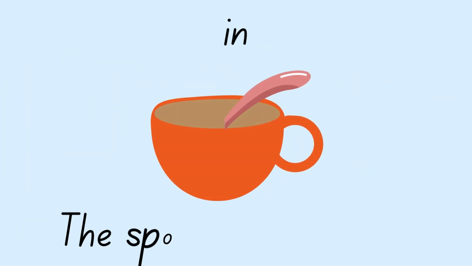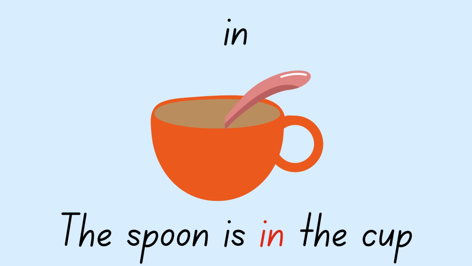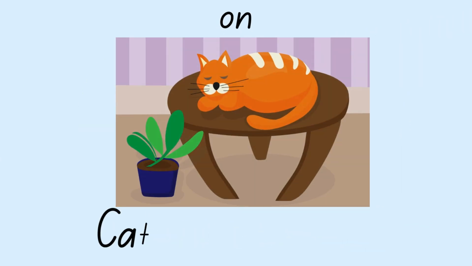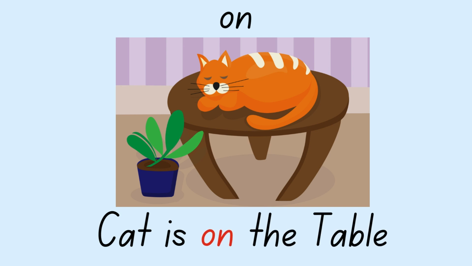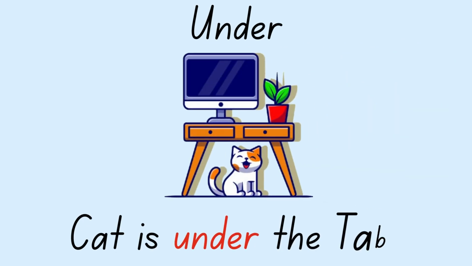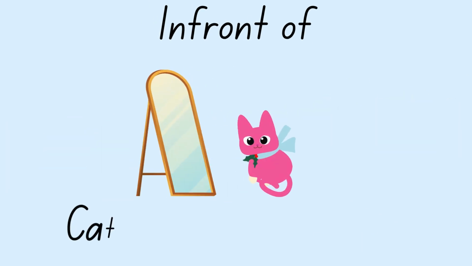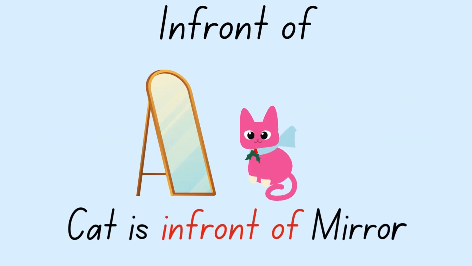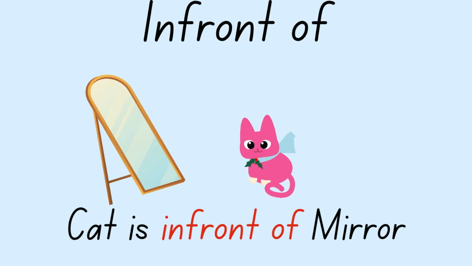The spoon is in the cup, so here the bridge or a connecting word or a preposition is the word in. The cat is on the table, so here the bridging word or a connecting word or a preposition is on. The cat is under the table, so here the connecting word or a preposition is under. The cat is in front of the mirror, so here the connecting word or a preposition is in front of.